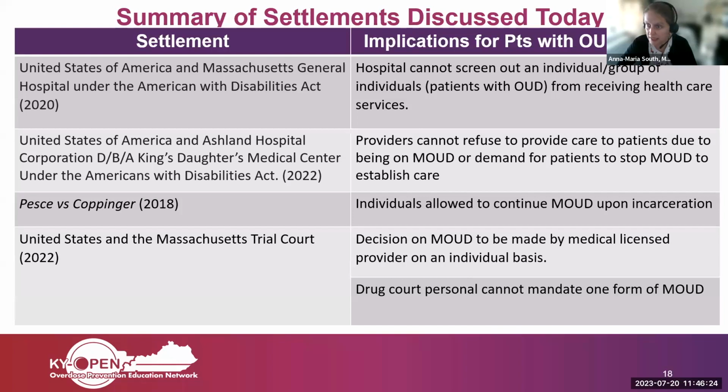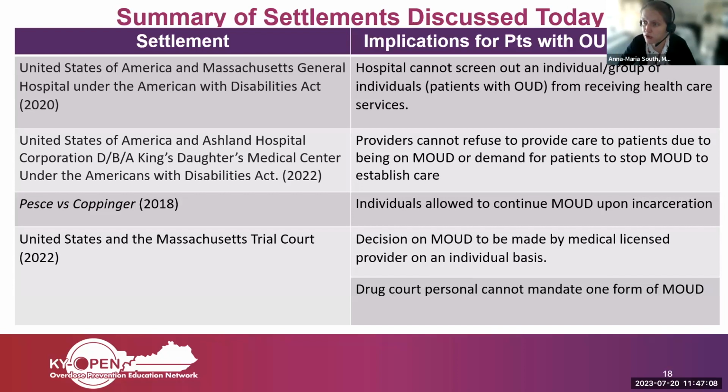I highlighted the first case that I'm aware of that we had in the state of Kentucky. This was against a practice at King's Daughters Medical Center, and a patient that was seeking treatment for a different psychiatric condition, not opioid use disorder, was declined to establish care there after they reviewed her Casper and saw that she was on buprenorphine. And that settlement said that providers cannot refuse to provide care to patients due to being on MOUD or demand for patients to be off MOUD before they establish care with them. So you have to evaluate a patient and see if they're appropriate for your practice.